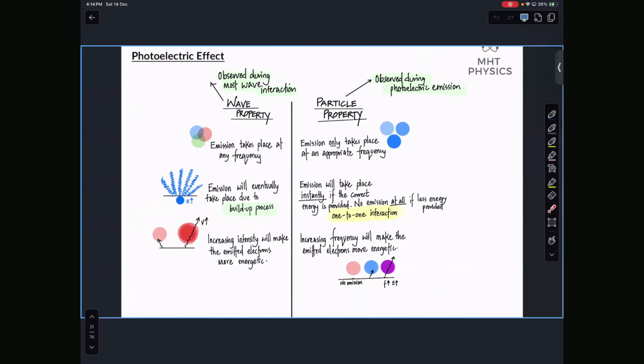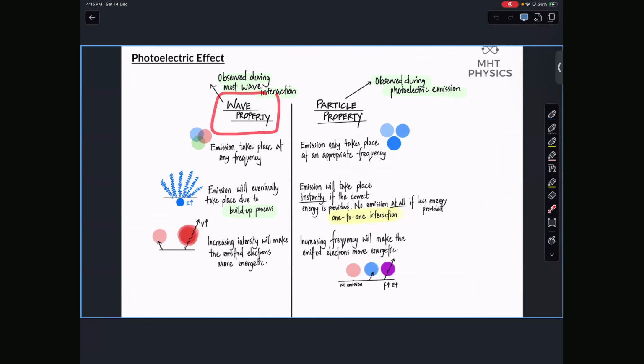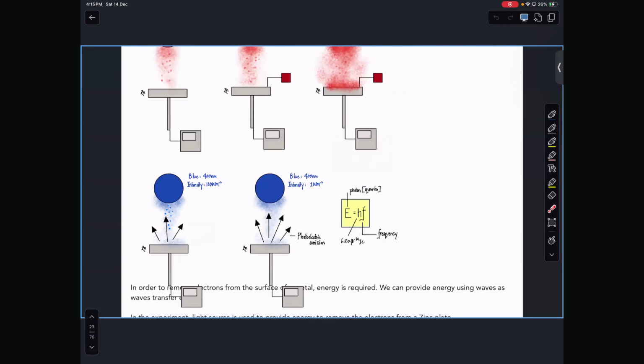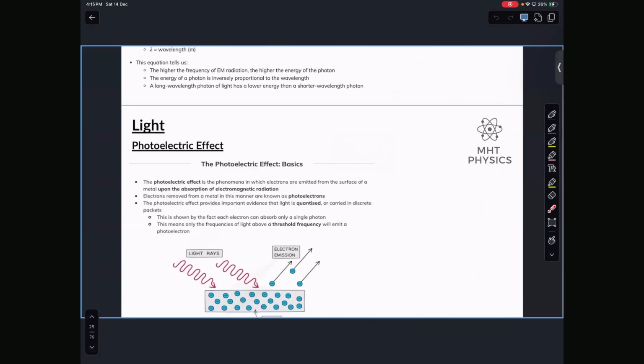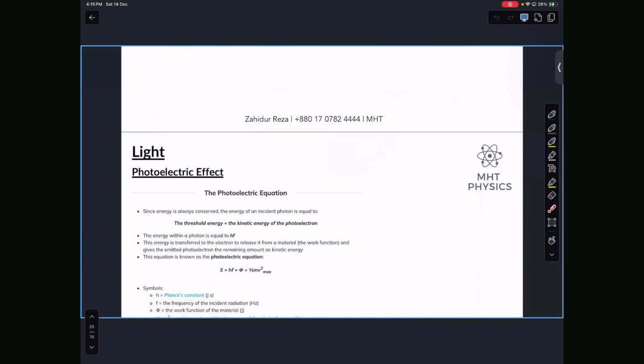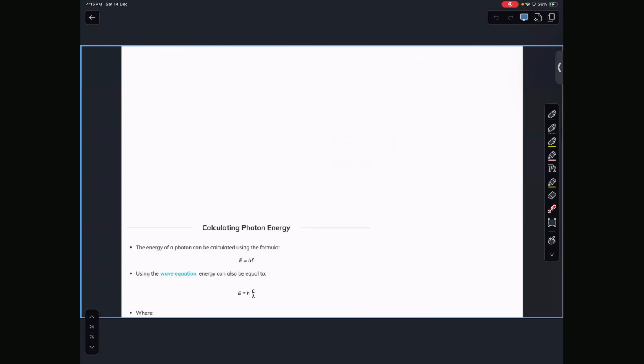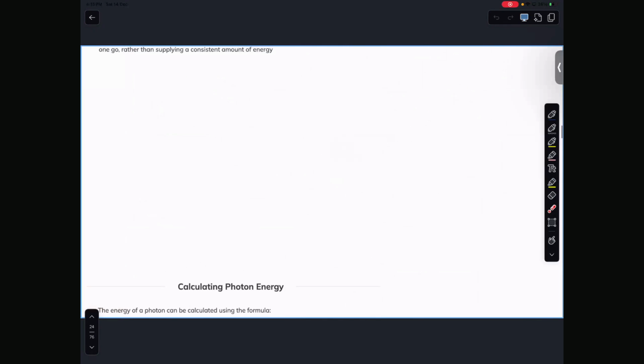Right, so this was, what would happen if it was a wave? What happens if it's a particle? Okay, so this is something that we saw earlier. I want to do the photoelectric effect only, because that's our chapter. Let's try to understand the photoelectric effect in terms of math. So then I'll bring all of them together.